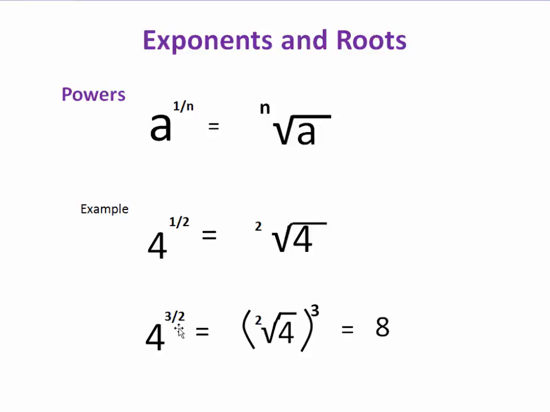If we have a mixed fraction as the power, then the bottom number signifies the root, and the top is the power. So we do the root first. The 2 signifies the square root, so this is the square root of 4 to the power 3. So the square root of 4 in brackets to the power 3. So do the root first, and then the power.